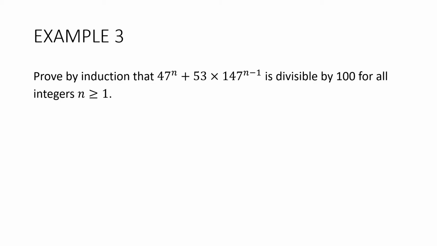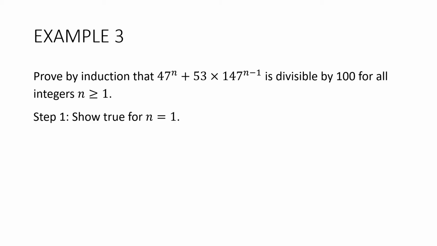Here's a third example. Prove by induction that 47 to the power of n plus 53 lots of 147 to the power of n minus 1 is divisible by 100 for all integers n greater than or equal to 1. This one looks a lot harder, but it's not too bad. There is a bit of a trick to it.